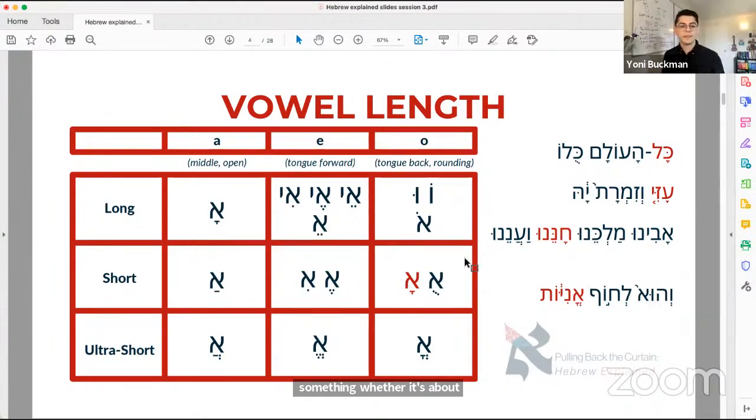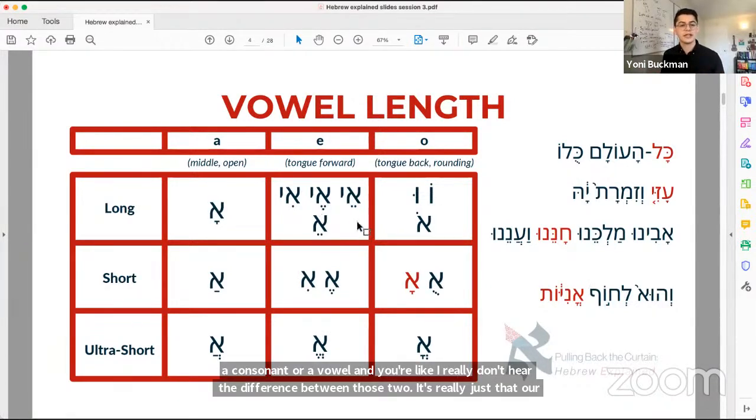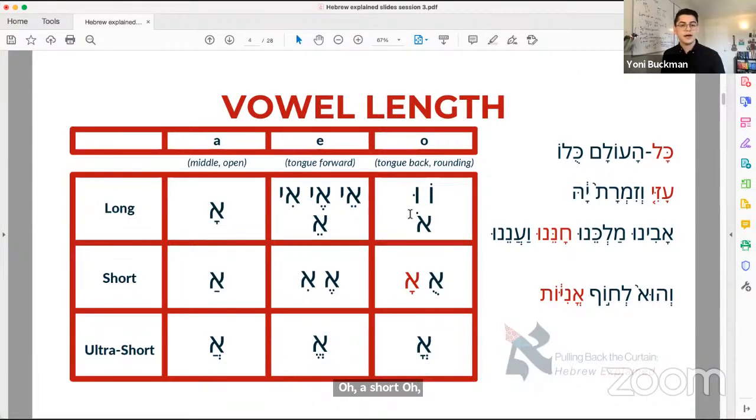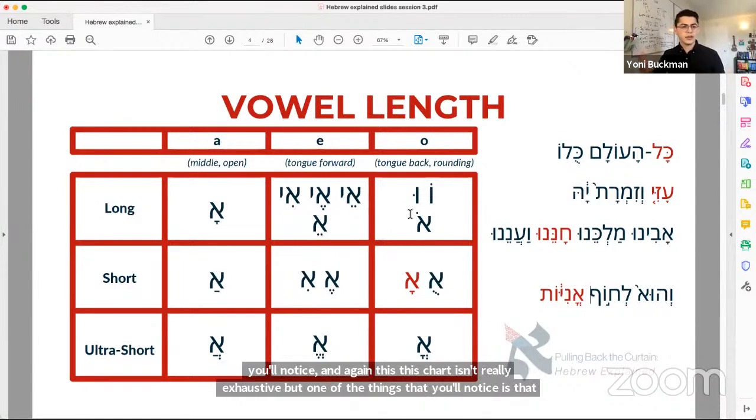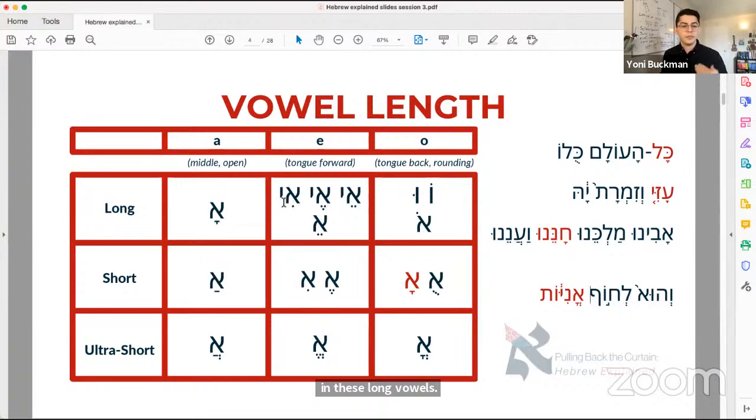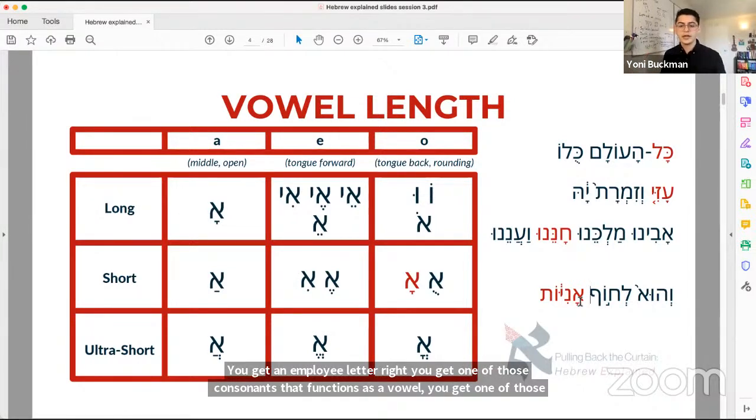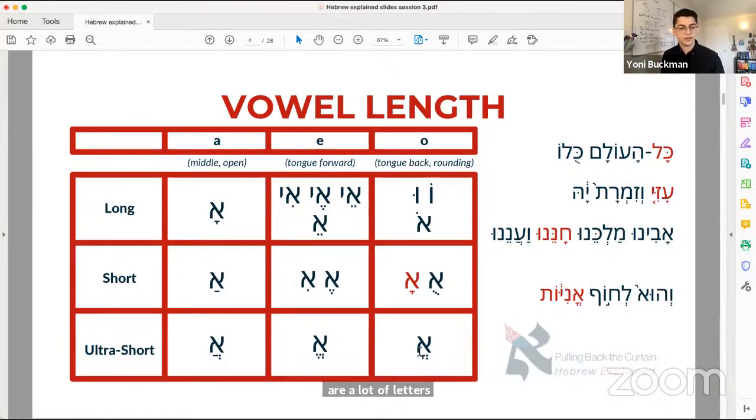And one of the things that you'll notice, and again, this chart isn't really exhaustive, is that in these long vowels, you get an ahoy letter, right? You get one of those consonants that functions as a vowel added on. So sometimes when we break down words into syllables, you'll be like, oh, there are a lot of letters here. Why are you saying that isn't really a letter? This yud is a part of the vowel, right? So we'll talk about why that's important. So this bottom word, oniot, right? An onia is a ship or a boat. That always makes an O sound. So that one's not so tricky.